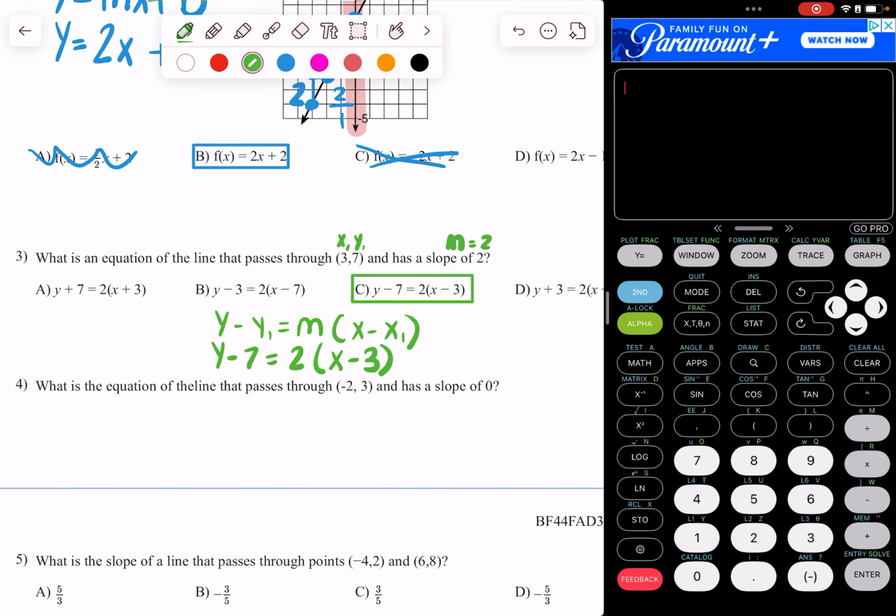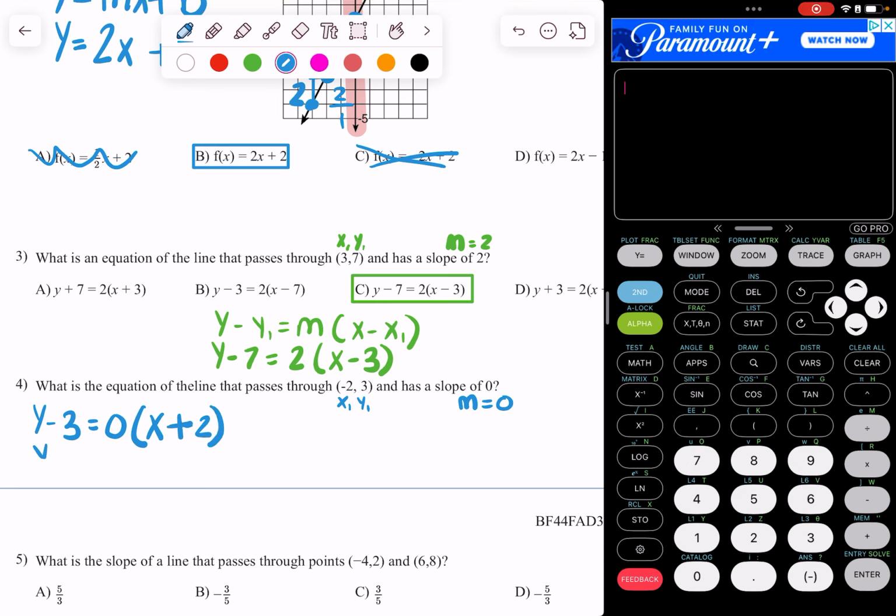Let's try another one. What is the equation of the line that passes through -2, 3, so this is my x1 and my y1, and a slope of m of 0 means my m equals 0. So we have y minus my y1, which is 3, equals my m, which is 0, parentheses x minus my x1, which is -2. Anytime you have a minus negative, make it a positive.